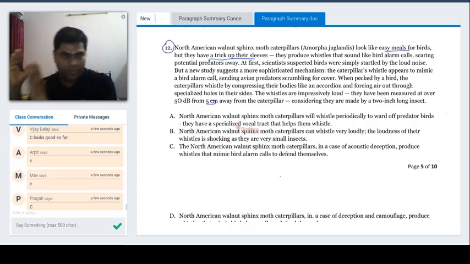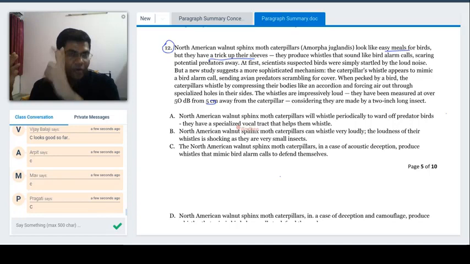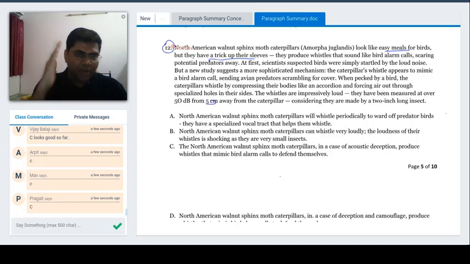This is how we summarize. Many people have asked me how to summarize the paragraphs of the RC. I told them when you read a paragraph, the first question you have to ask yourself is, what are the critical words that you came across? What nouns did you most frequently come across in the 12th question? Can you tell me the nouns that you came across, people?